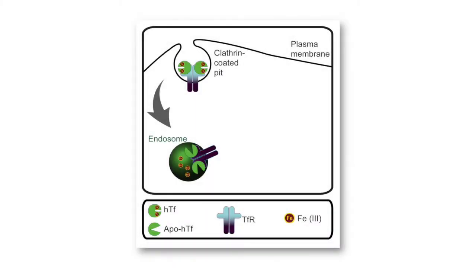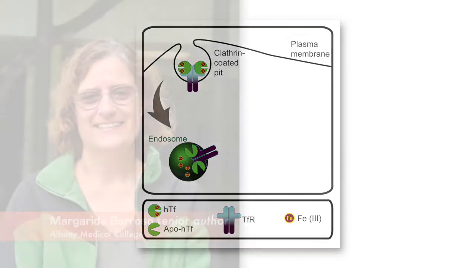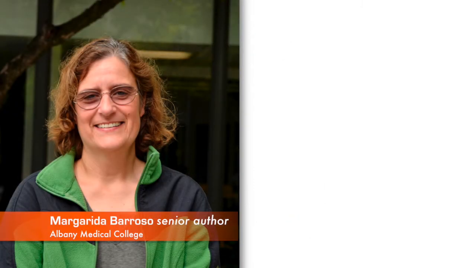Iron is taken up into cells in complex with transferrin and the transferrin receptor, and is then released into the endosomal lumen as the organelle acidifies. Margarida Barroso from Albany Medical College in New York is interested in how the iron is subsequently transferred to mitochondria, where it is needed for a variety of life-sustaining processes.